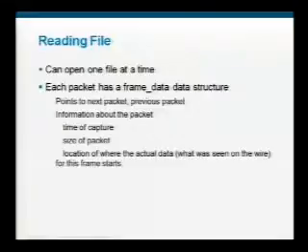Wireshark limitations: the way it works is there's only really one file open at a time that you're analyzing. If you want to open another file, open up a new Wireshark. Each packet basically has a frame data structure. Think of it as a doubly linked list, where one packet's frame data structure points to the next packet's frame data structure. This data structure has information about the packet, such as the time of capture, the size of the packet, and most importantly, where to get the data, like where is the location of the actual data for that frame in the file. Okay.